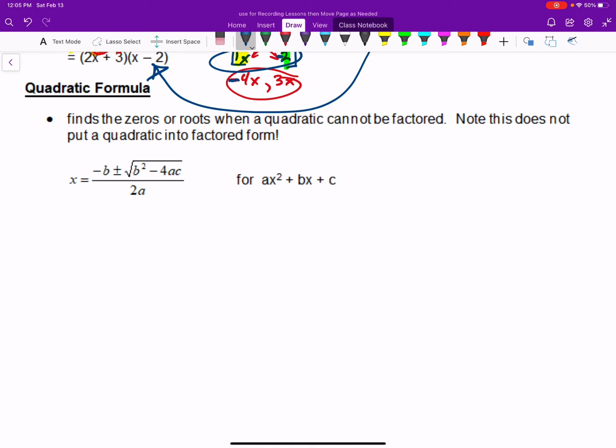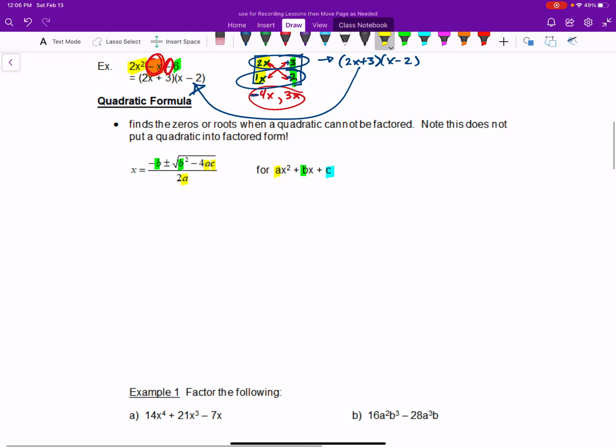Quadratic formula does not put a quadratic in factored form, which just tells you what the zeros are. And so it's got A, B, and C, as we already saw. So you have to have it in standard form, and then you plug in the A, B, and C values into this formula and just crunch the numbers. But you have to be careful about following order of operations and keeping signs correct, and it just takes longer. So don't use it unless you have to.